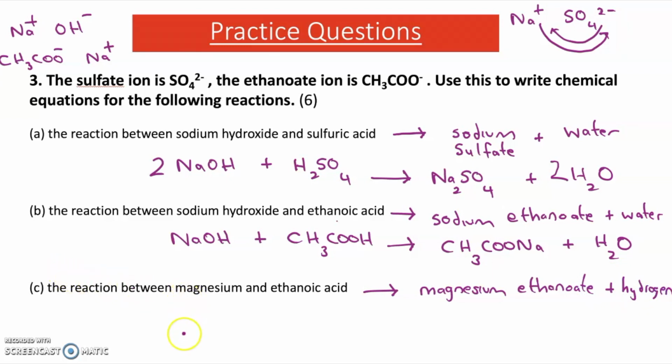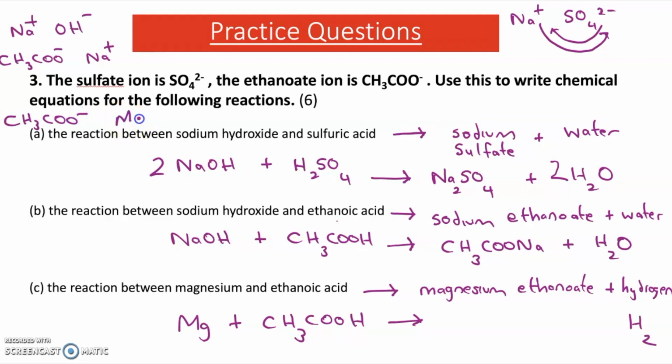Now when you're writing chemical equations and you want to write the formula for an element, you just use the symbol in the periodic table. So magnesium is an element, so it's Mg. Ethanoic acid is CH3COOH. Hydrogen is an element, so it's H, but it's a gas and it goes in pairs, so it's H2.